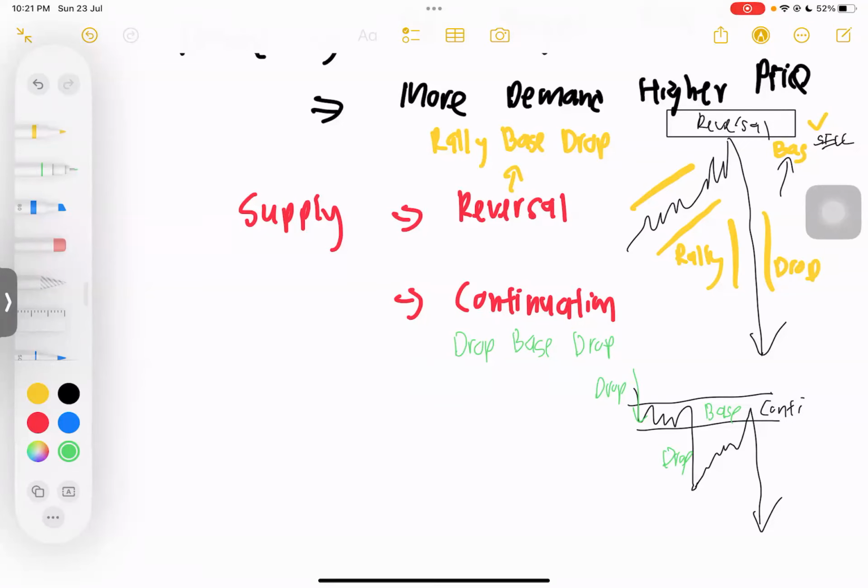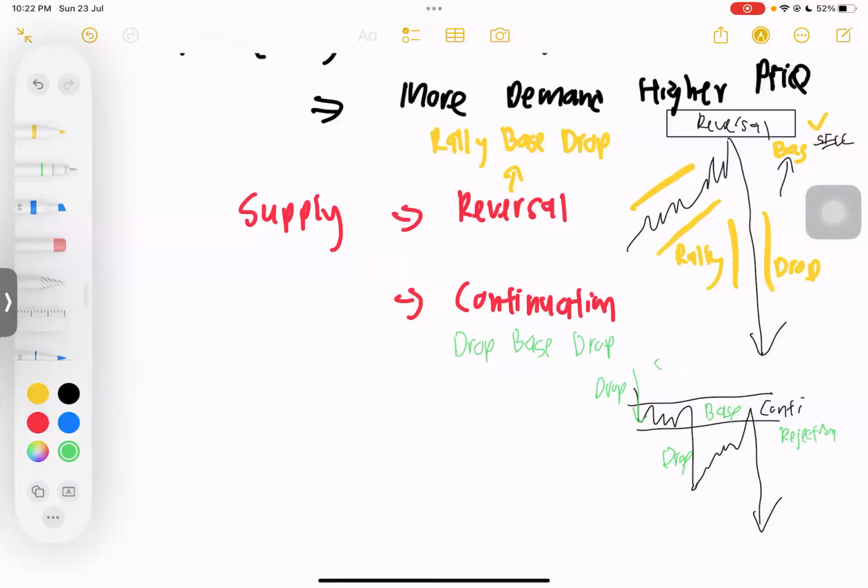So this one is at 70% only, but you can try to enter with confirmation. But these two require two different types of confirmation. For this drop base drop, which is the continuation supply, you only require rejections. Rejection candle, you can just use rejections, then I'll talk later.